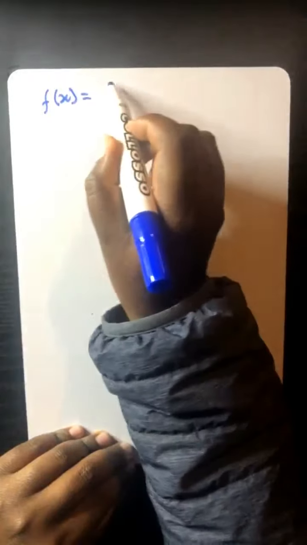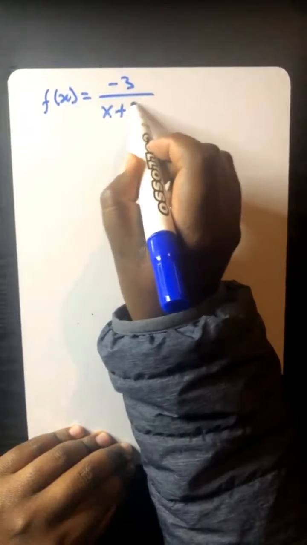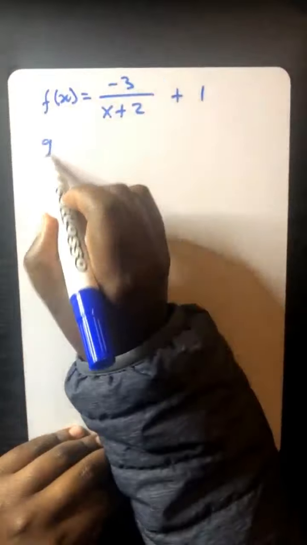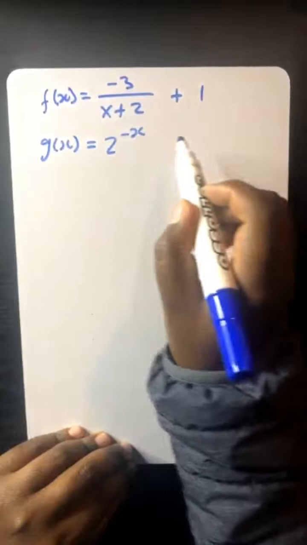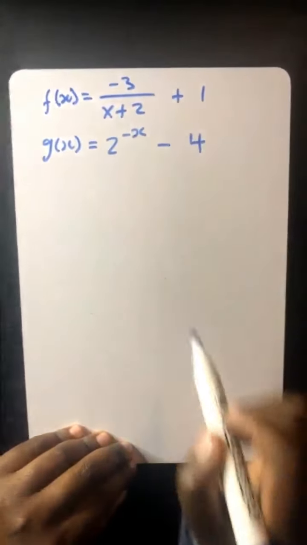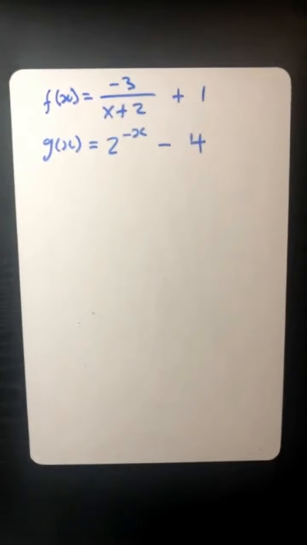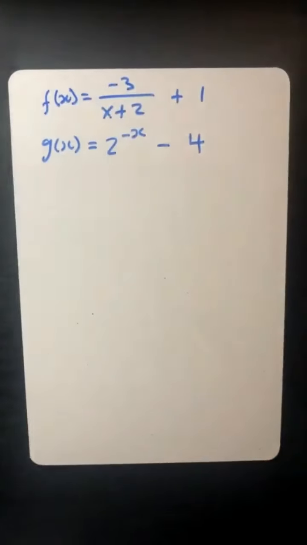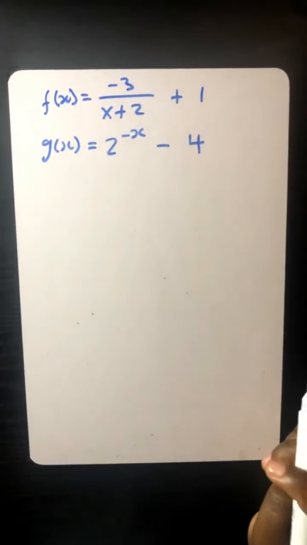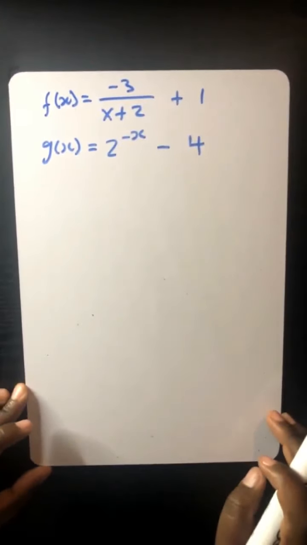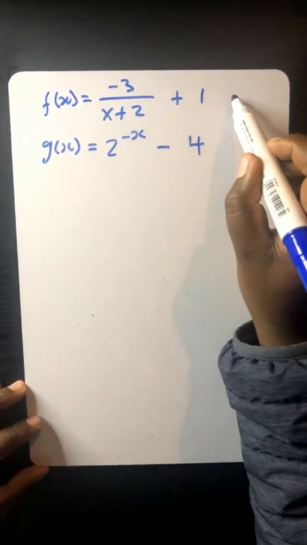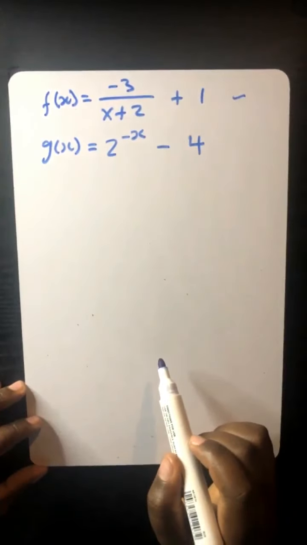So let's see, guys. We have these two functions, f of x being equals to negative 3 over x plus 2, plus 1. Then we also have g of x being equals to 2 to the exponent negative x minus 4. In this case, let me just explain to you guys and not ask the question, just so that we can move a little bit faster. So remember, guys, we said this is a parabola.